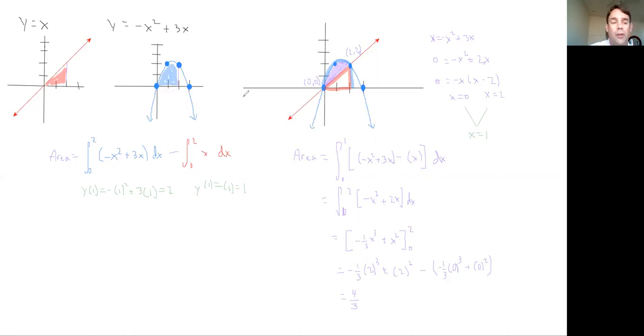So this is what we're going to play with today. We're going to figure out the area between two curves, or the area of a bounded region. So let me give you a function. y equals x plus 2, and y equals x squared minus x minus 1.